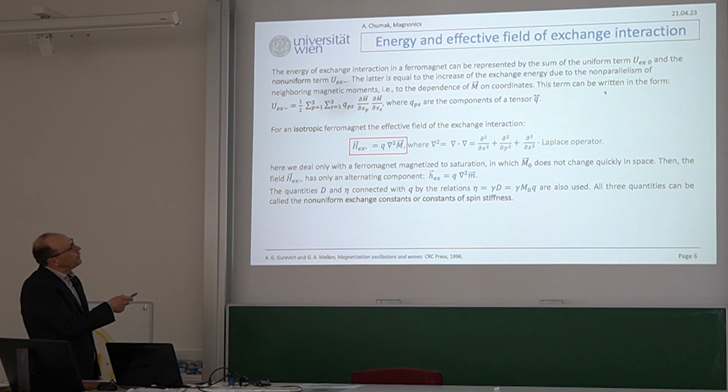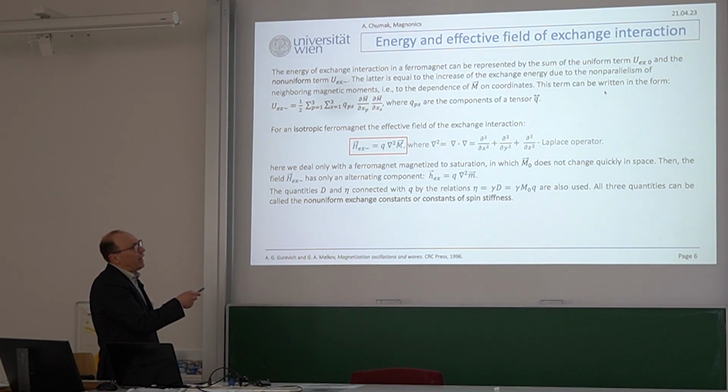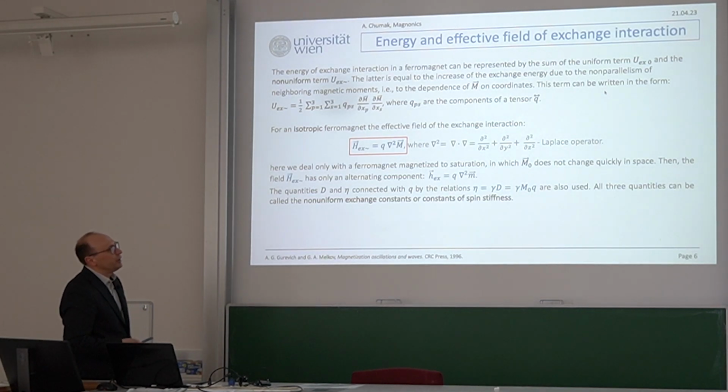energy here, U exchange delta, as Q times the Laplace operator of M, where M is our magnetization. And this Laplacian is very important because at the end of the day it gives us the k-squared dispersion curve.